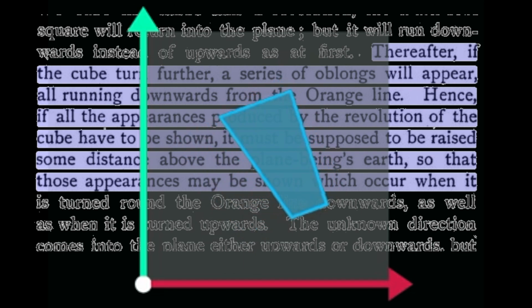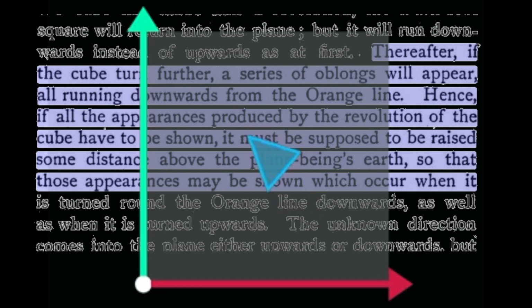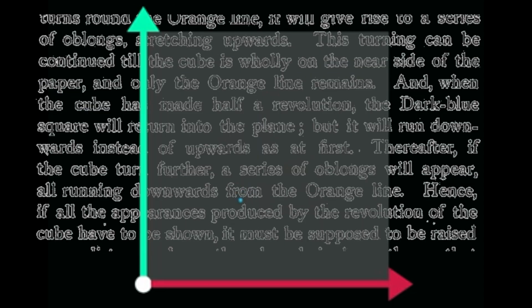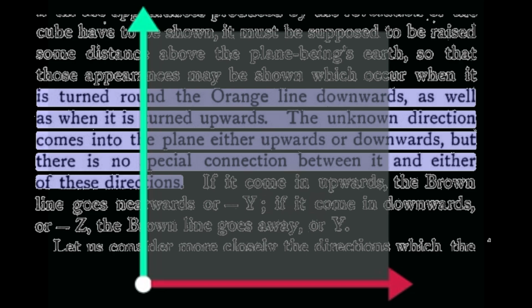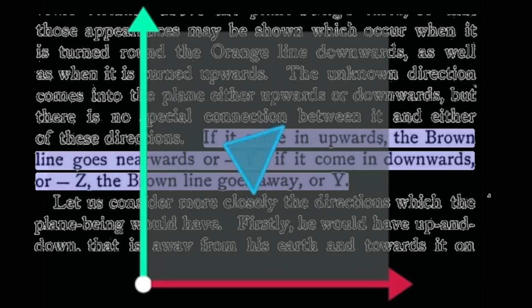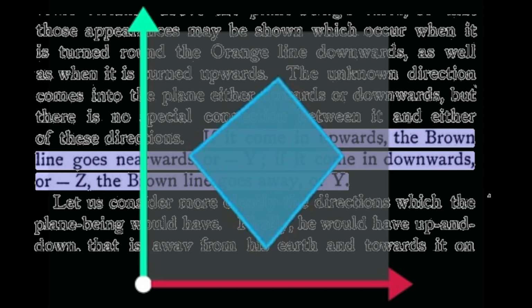Hence, if all the appearances produced by the revolution of the cube have to be shown, it must be supposed to be raised some distance above the plane being's earth, so that those appearances may be shown which occur when it is turned round the orange line downwards, as well as when it is turned upwards. The unknown direction comes into the plane either upwards or downwards, but there is no special connection between it and either of these directions. If it come in upwards, the brown line goes nearwards, or y. If it come in downwards, or z, the brown line goes away, or y.